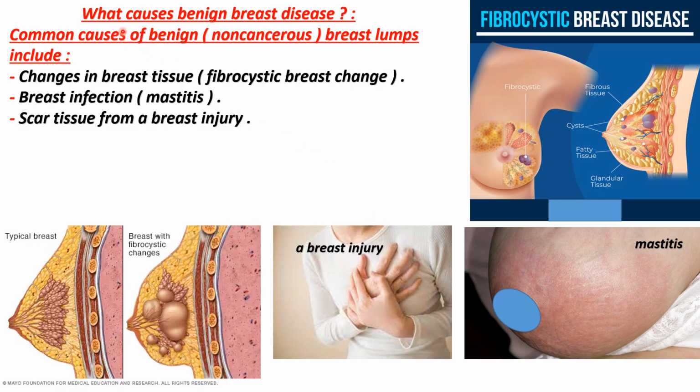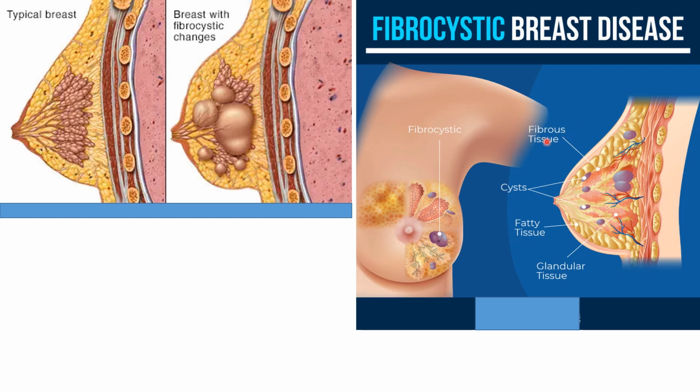The question now, what causes benign breast disease? Common causes of benign breast lumps or non-cancerous include changes in the breast tissue, for example, fibrocystic breast change, breast infection, for example, mastitis, scar tissue from a breast injury. We are seeing here in this slide fibrocystic breast disease, and we are seeing here in this slide the breast with fibrocystic changes.